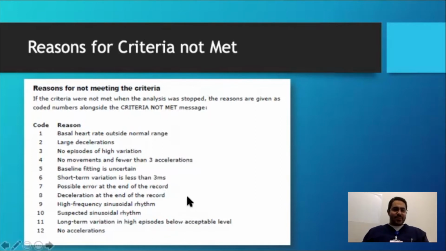Suspected sinusoidal rhythm, long-term variation in high episodes below acceptable level, basically saying that even though there have been episodes of increased variability, it's not long enough. Or there are no accelerations. At 10 minutes, the machine is going to tell you it's happy.